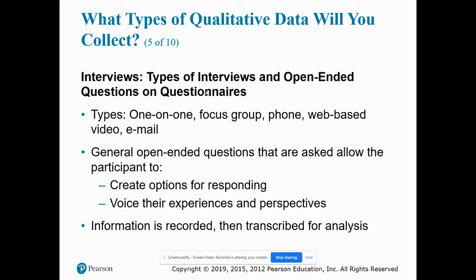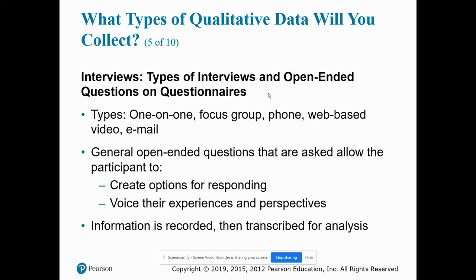Okay. So next, we're going to move into interviews, and you'll utilize this whenever you do your assignment this week. It's types of interviews, and we're going to go over open-ended questions on questionnaires as well. So there are different types. You can have a one-on-one interview, a focus group interview, phone, web-based, video, email. You're going to have general open-ended questions. That's really, really important, your open-ended questions. I would highlight that they are asked to allow the participant to create options for responding and voice their experiences and perspectives. So it's recorded and then transcribed for analysis.